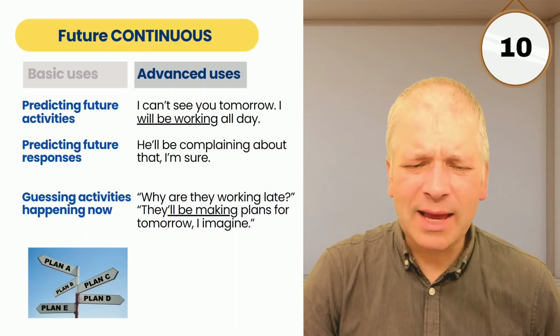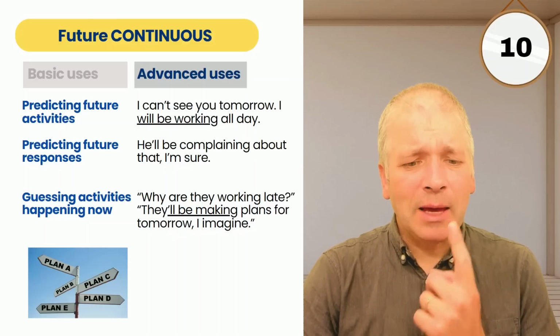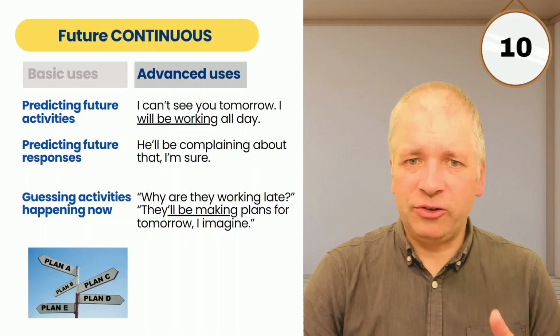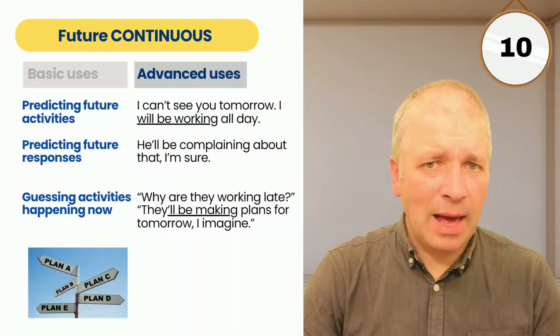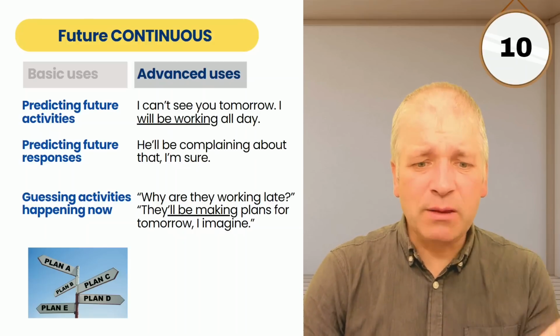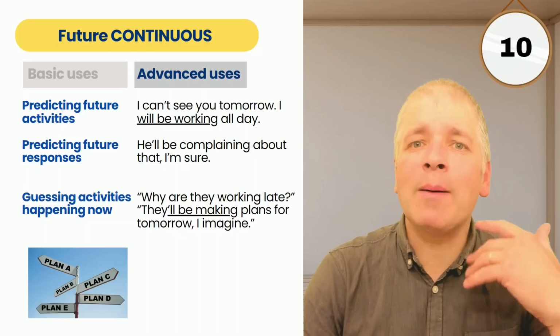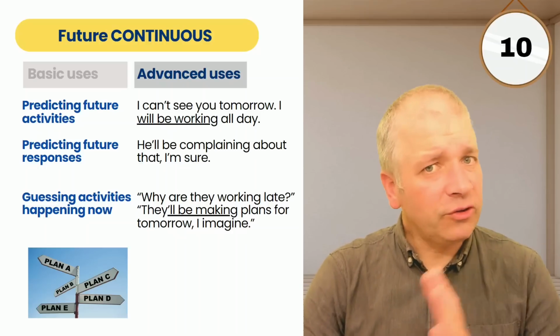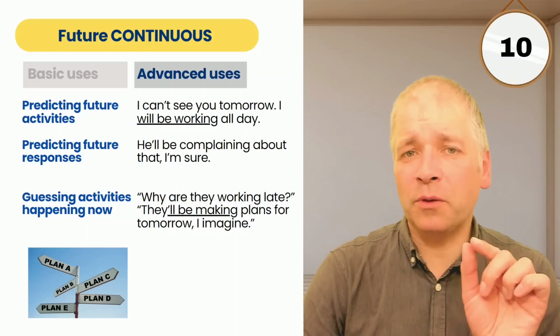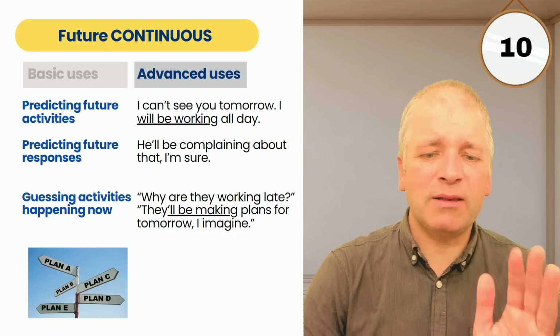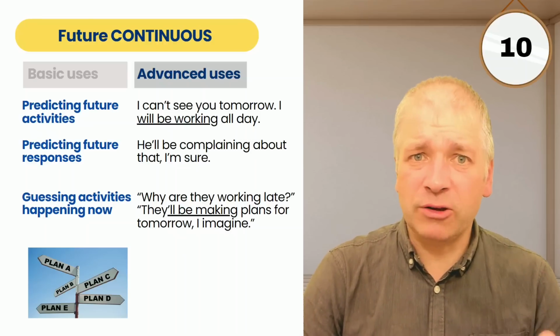Why are they working late? They'll be making plans for tomorrow, I imagine. I don't know it's happening, but I'm guessing that this is what is happening now, somewhere else where I'm not. And the future continuous will be helpful for that. In this case, again, it's to do with present usage.